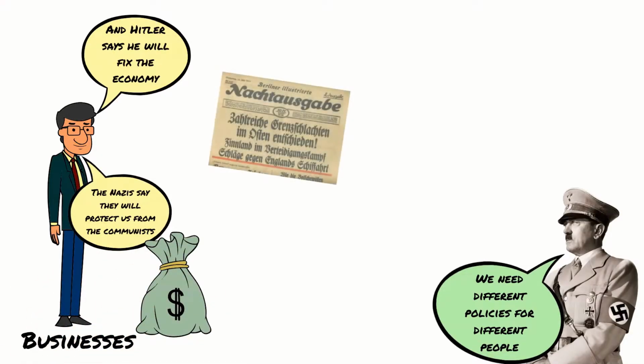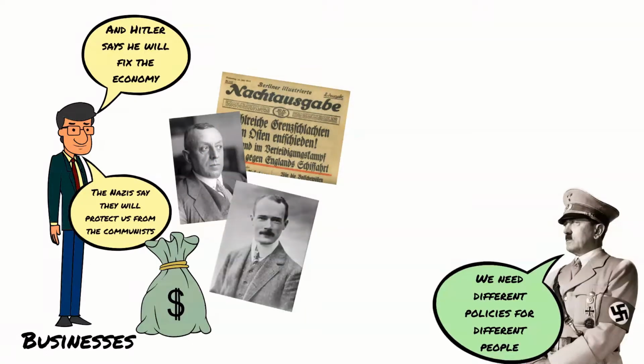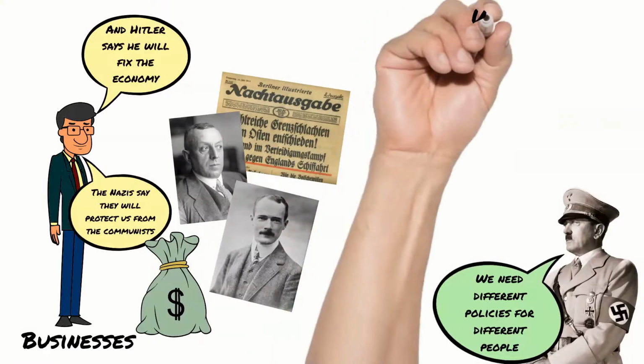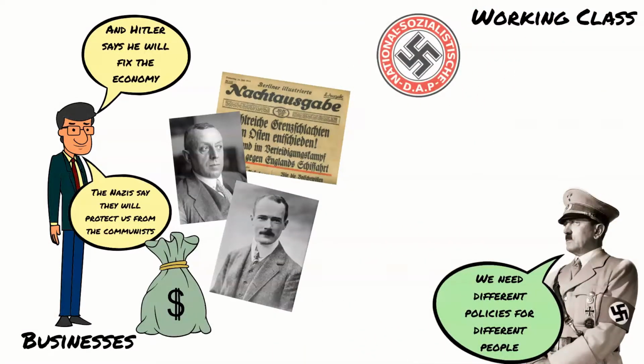Included in this group were leaders of newspapers who supported the Nazis by printing their propaganda in the national newspapers, and famous German brands such as Benz and Krups. Meanwhile, the Nazi Party were also trying to seem like the party for the working class.